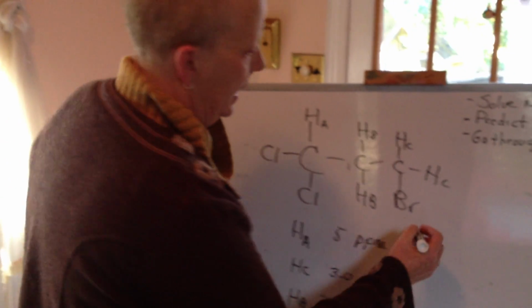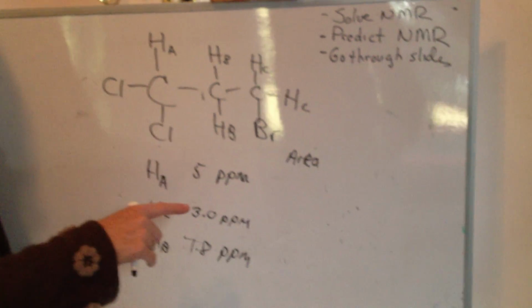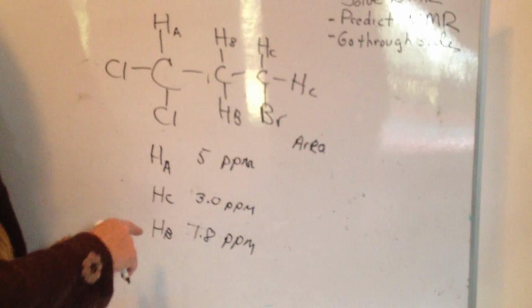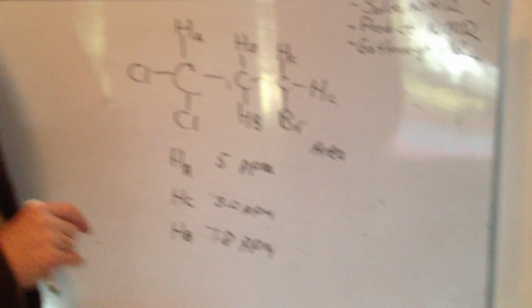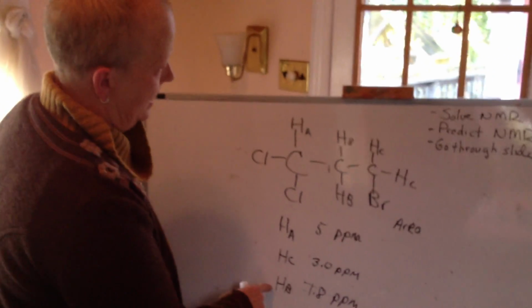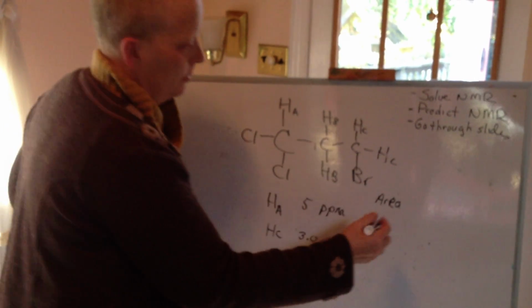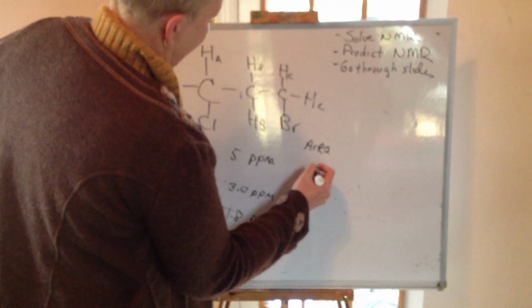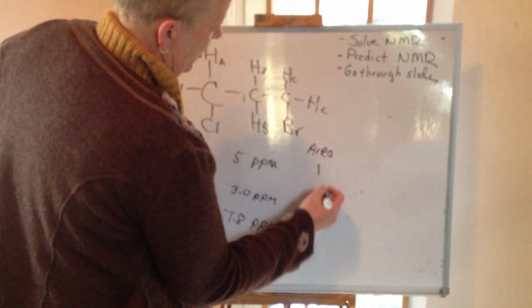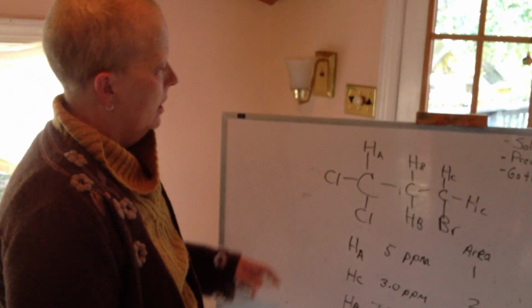Okay, what about the areas? Remember, the areas under the peaks are proportional to the number of hydrogens. So what we would expect about the areas under the peaks is that HA to HC to HB would be 1 to 2 to 2. So I'm going to write 1 to 2 to 2. All right, what about the splitting?